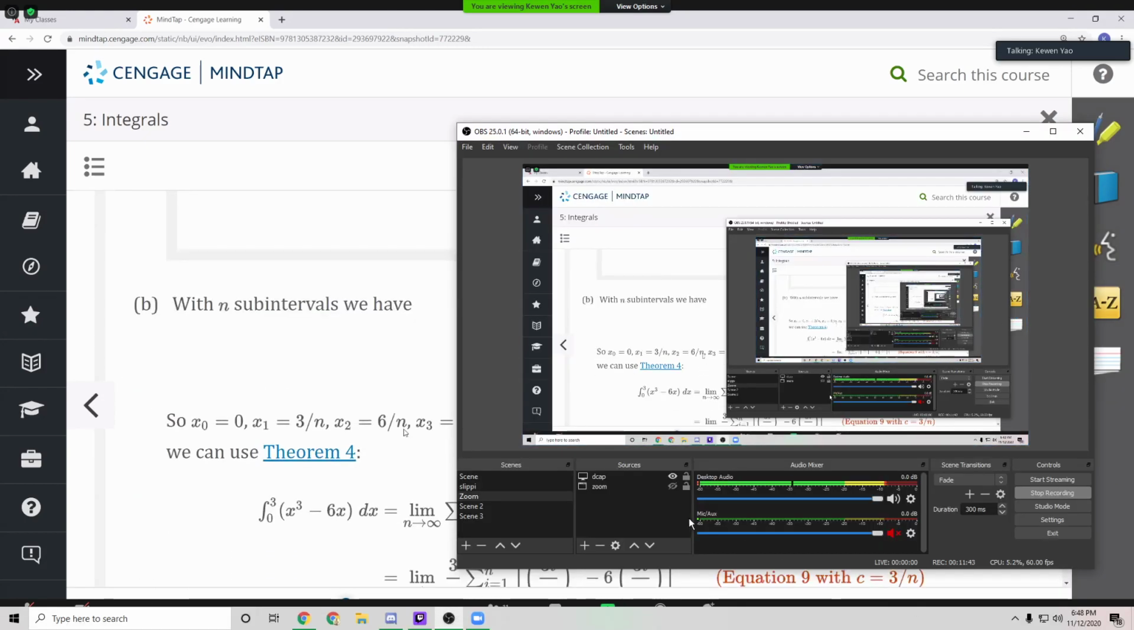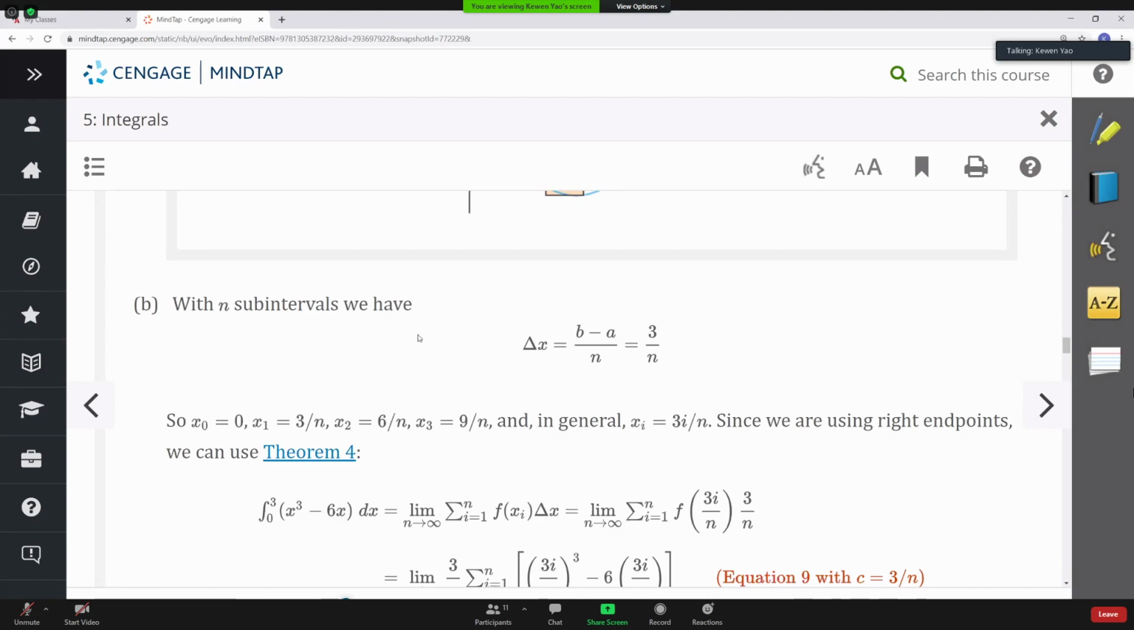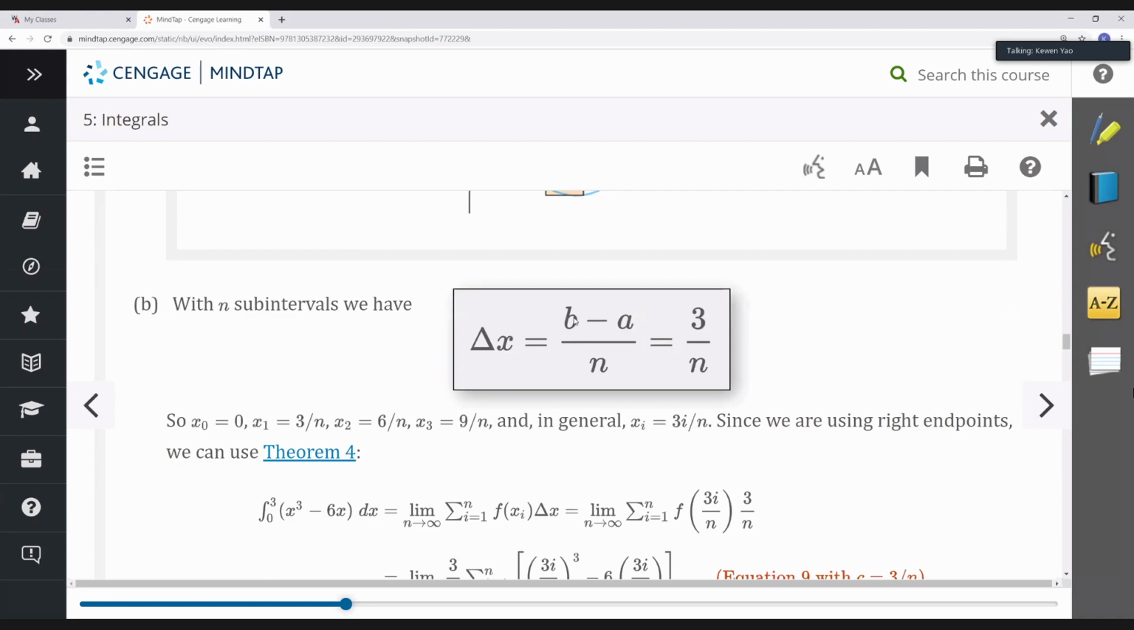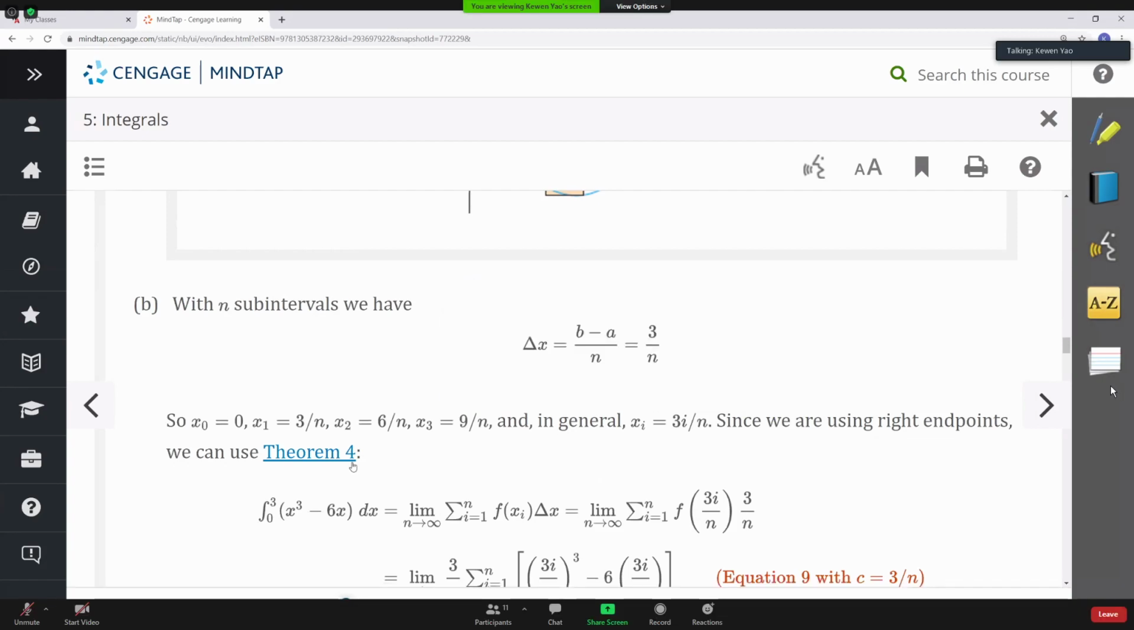Now, in order to evaluate the integral from 0 to 3, you have to divide this into n subintervals, then take n to infinity. So delta x is (b minus a) over n. n is any positive integer: n can be 1 million, n can be 6, n can be 1 billion, n can be 1 zillion. Anyway, n can be a huge number, because finally you have to take the limit as n goes to infinity. So b is 3, a is 0, so delta x is 3 over n.